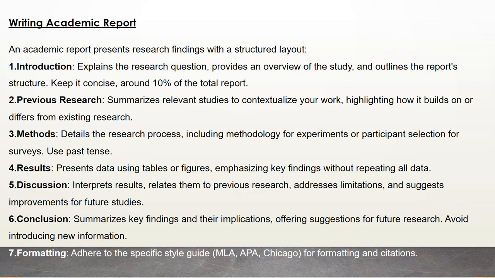And the next one is writing an academic report. How to write an academic report. An academic report presents research findings with a structured layout. Every academic report has a particular structure. An academic report has an introduction, previous research, methods, results, discussion, and a conclusion.